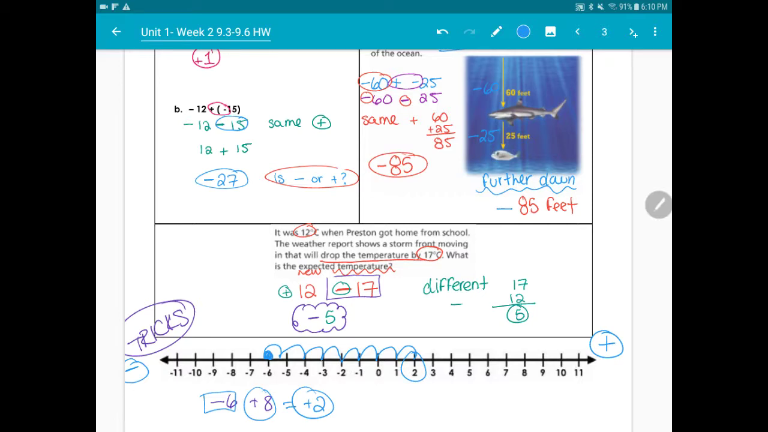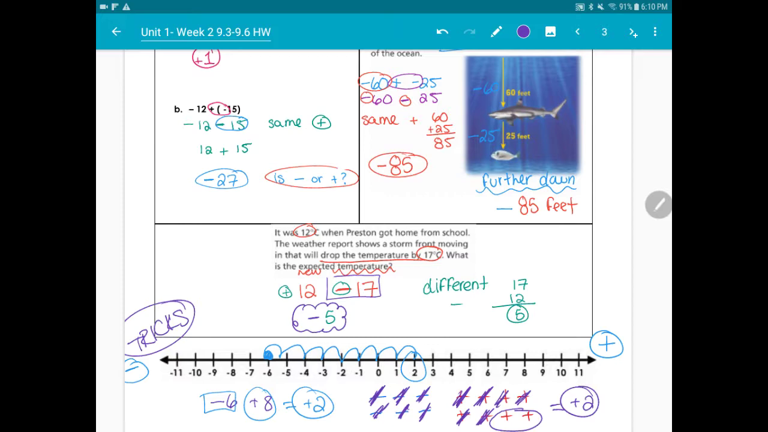is positive 2. Another way we can think about this is that negative 6 means 6 negatives, and positive 8 means 8 positives. And we can cancel out opposites. So one negative cancels out with one positive. And I can keep doing that until there's none left. And whatever's left over is my answer. So that also gives me plus 2.